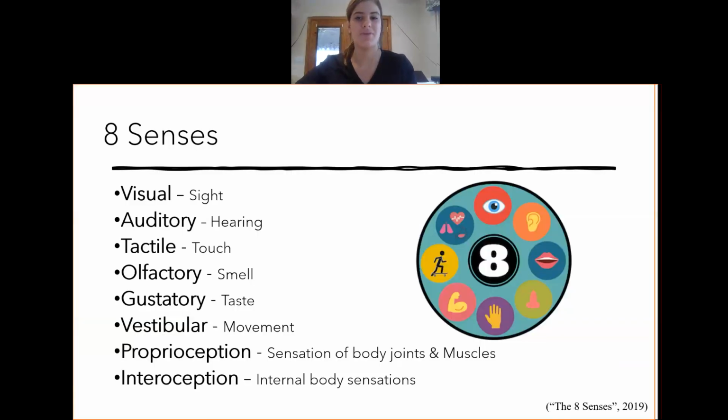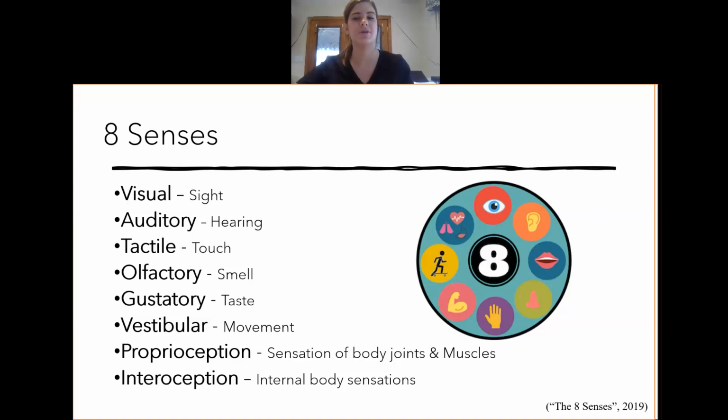First, I'm going to go over the body's sensory systems. Our bodies have a total of 8 senses. On the slide, you'll see that I provided both the common terms and medical terms for the senses. I provided medical terms as it may help you when reading or writing documentation in the clinic. The commonly known sensory systems are sight, hearing, touch, smell, and taste. The 3 other sensations that are not as commonly known are vestibular, proprioception, and interoception.